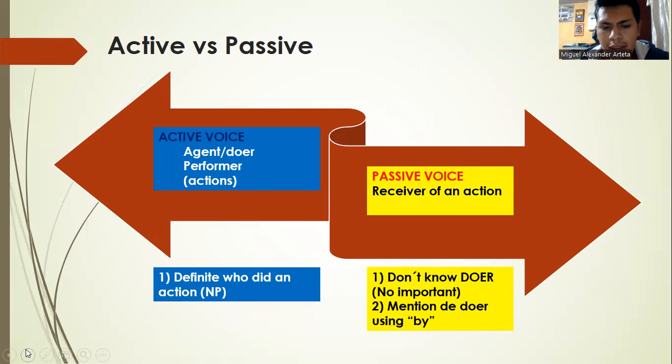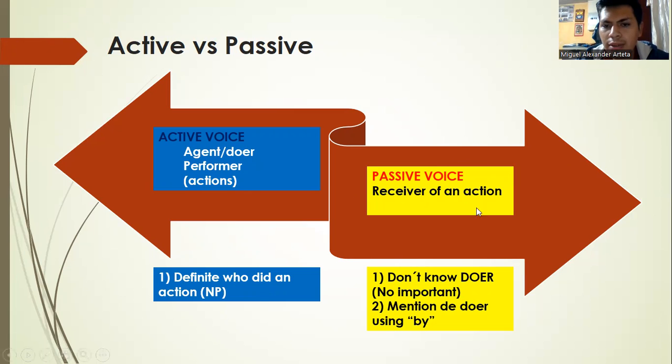The principal difference between the active and passive voice is, as we said, that in the active voice, we highlight the agent, the doer, or the performer of the action. But in the passive voice, we highlight the receiver or the experiencer of an action. How about the uses? In the active voice, we use it to define who did an action. So we define who is the principal actor of this syntactic construction.